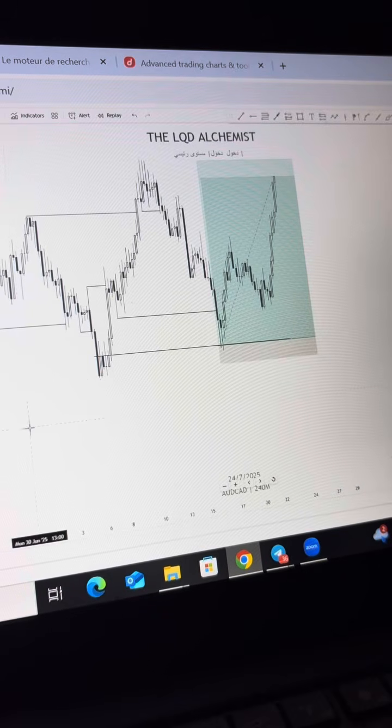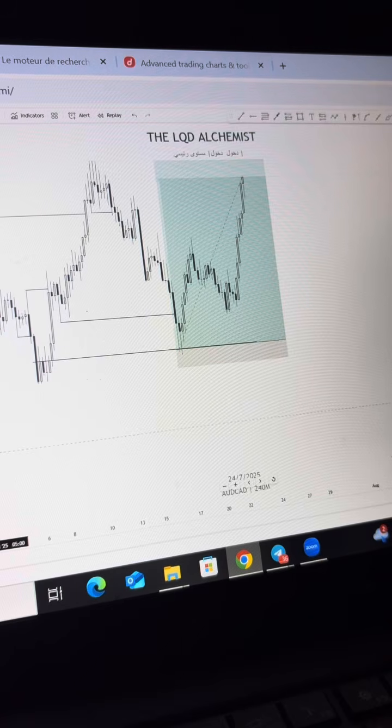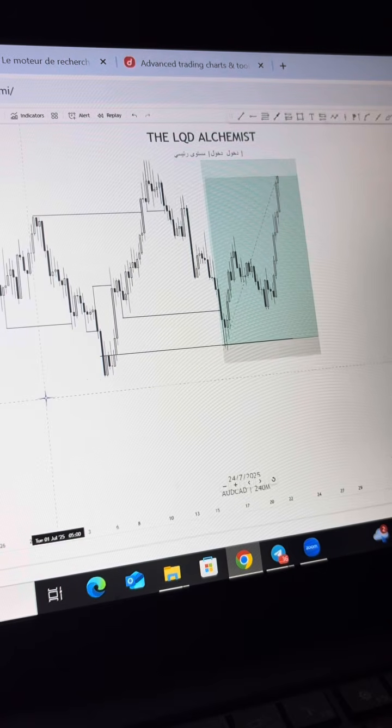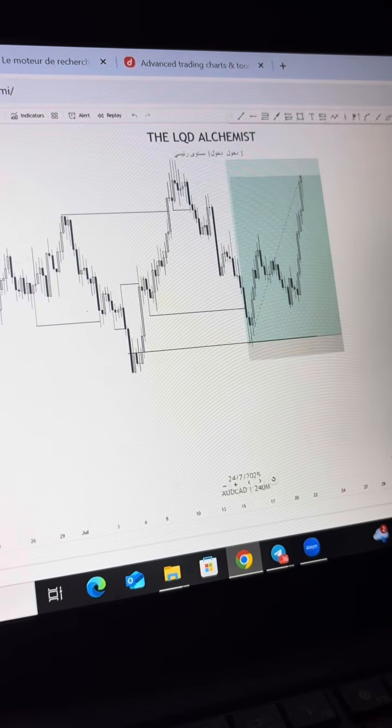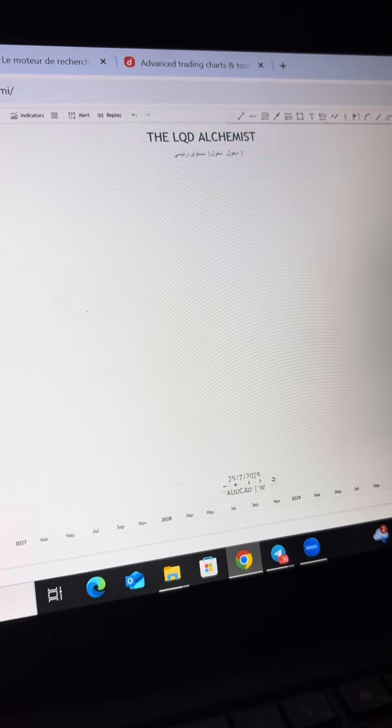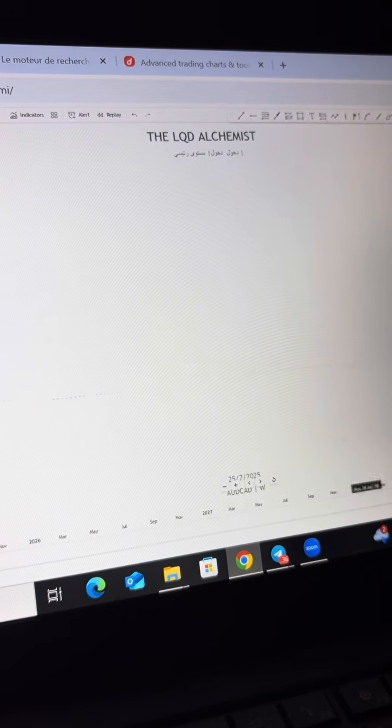Alright, good day. A lot of people are asking for a trade breakdown on this AUD card, sorry. So I'm going to do it now. What I want to do is I always go on the weekly time frame or any higher time frame, but for me I prefer the weekly.